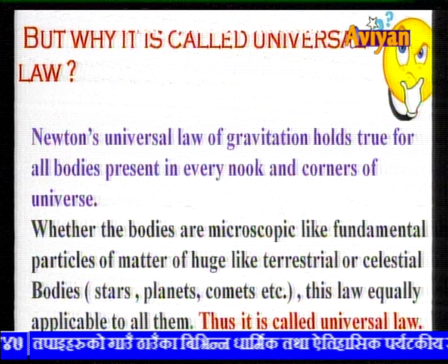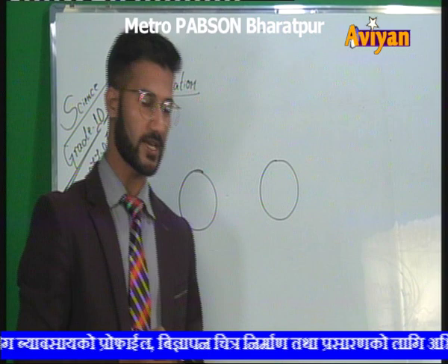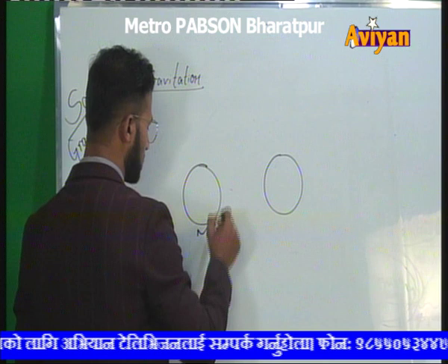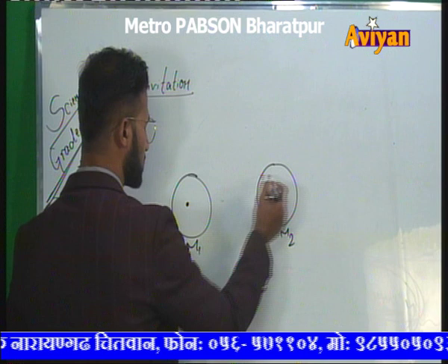So listen once. What does Newton's universal law say? I'm going to explain again before that screen. This is one of the heavenly bodies of mass m1. This is another heavenly body of mass m2. According to Newton, a force of attraction exists between them. We call it force of gravitation.